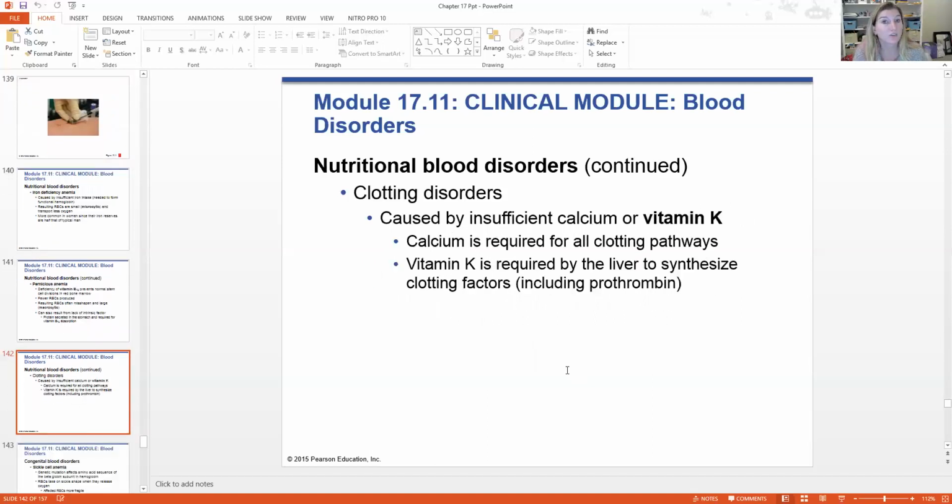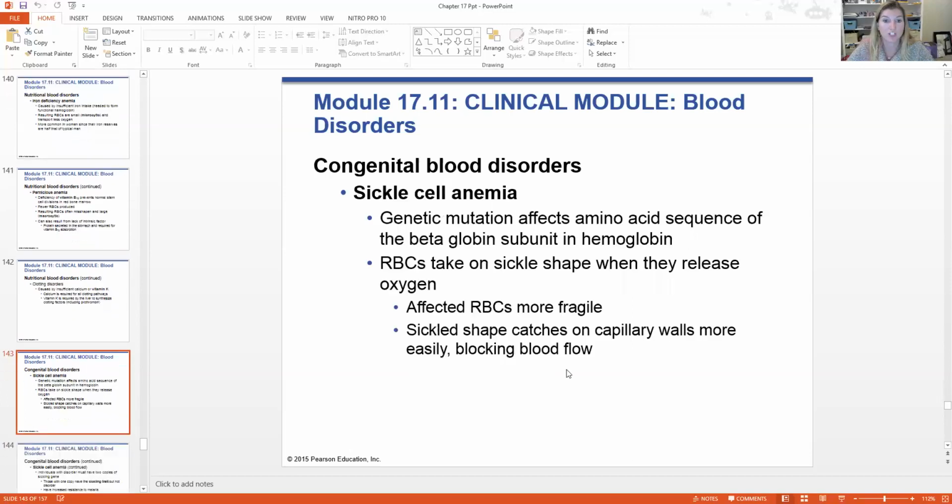There are other clotting disorders that you could experience, right? Clotting disorders can be brought on from insufficient calcium or insufficient vitamin K. You're going to see that calcium is going to continue to play a huge role in all of these body systems this semester. Calcium is required for all of our clotting pathways, and vitamin K is needed for our clotting factors like prothrombin. So if you don't have vitamin K, you're not going to form clots efficiently.